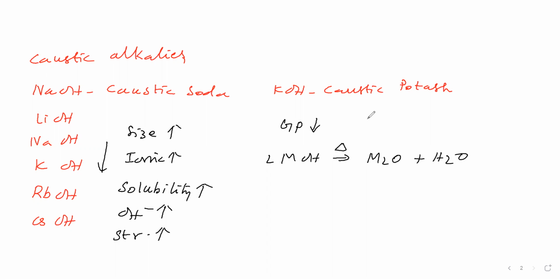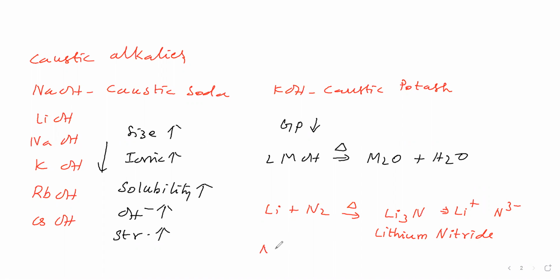Then reaction with nitrogen we will see. Lithium on heating with nitrogen gives lithium nitride. For lithium nitride, the cation is Li plus, the anion is N3 minus.